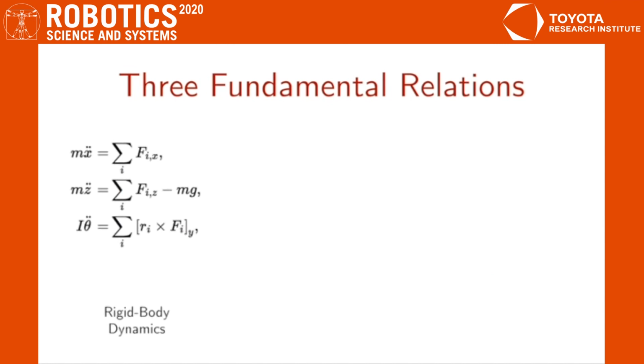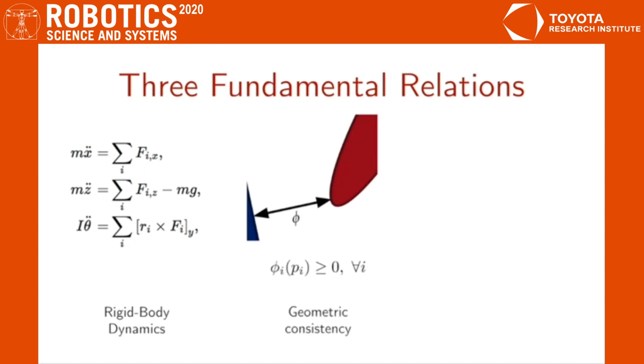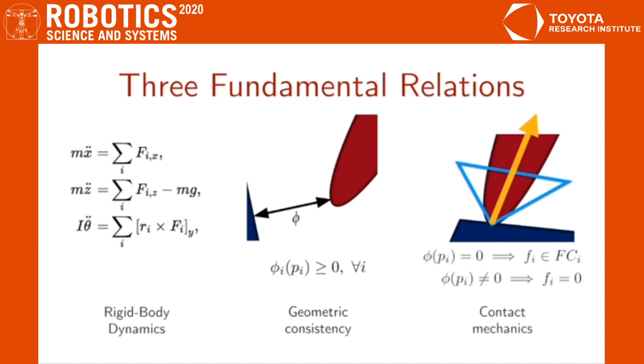Concretely, this problem is governed by three main relations. First, rigid body dynamics, encoded through Newton's equations. Second, geometric consistency, forbidding interpenetration between the objects. And finally, contact mechanics, which depend on the object facet and allow contact forces when contact happens.